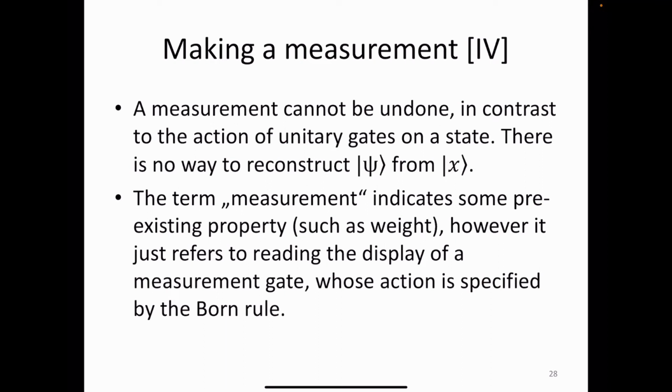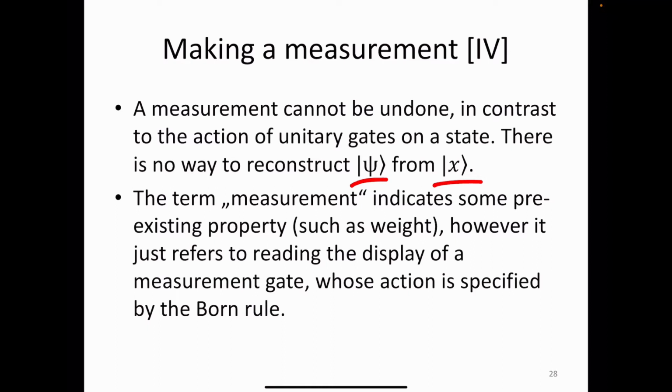A measurement cannot be undone, in contrast to the action of the unitary gates on a state. So remember, all the operations that we looked at are reversible. Apply it twice and you get the original result. But there is no way to reconstruct psi, the quantum state, so holding a superposition of possible basis states, from one measured basis state.